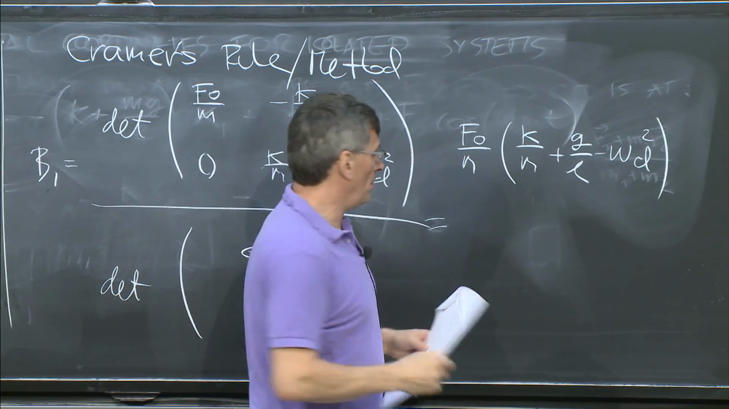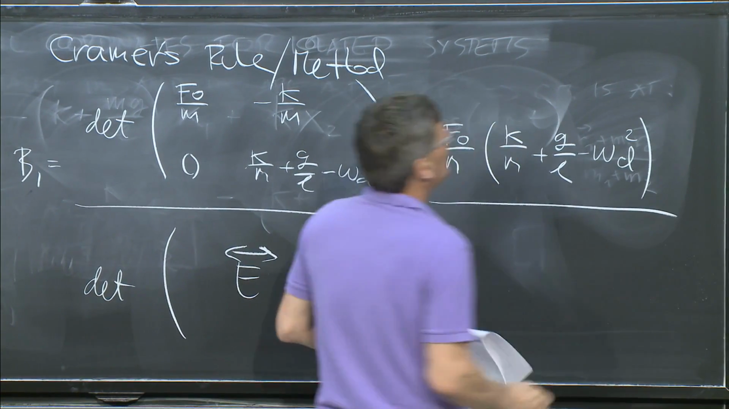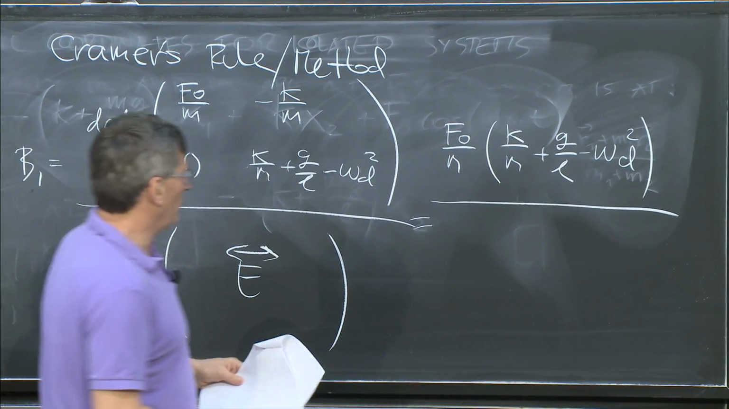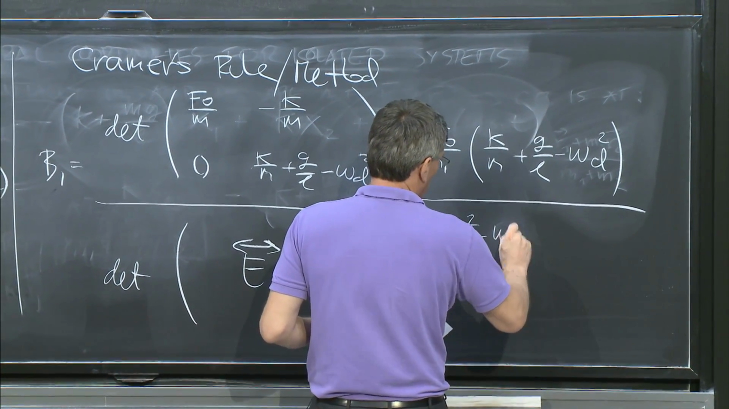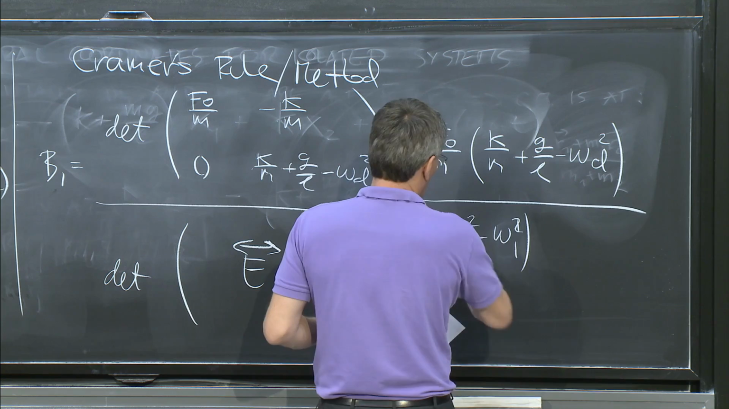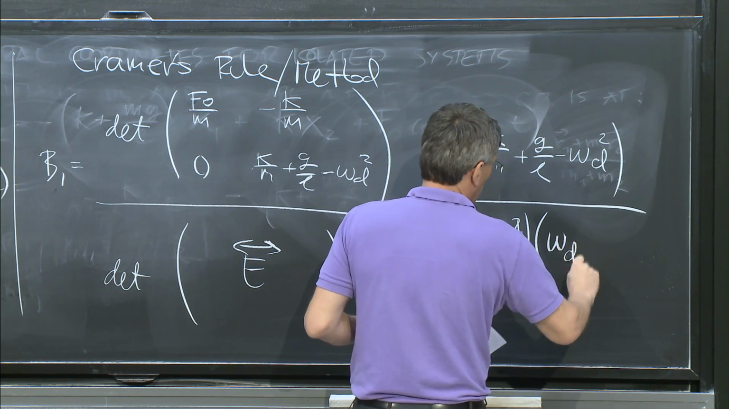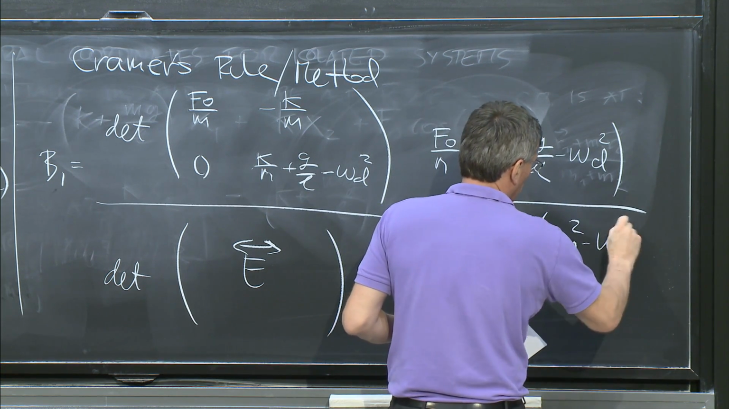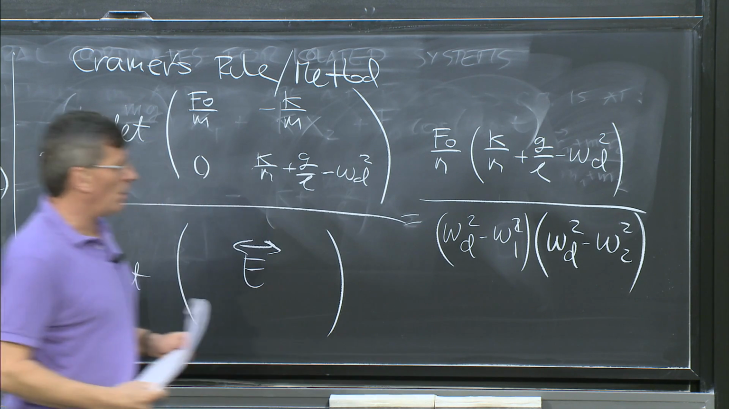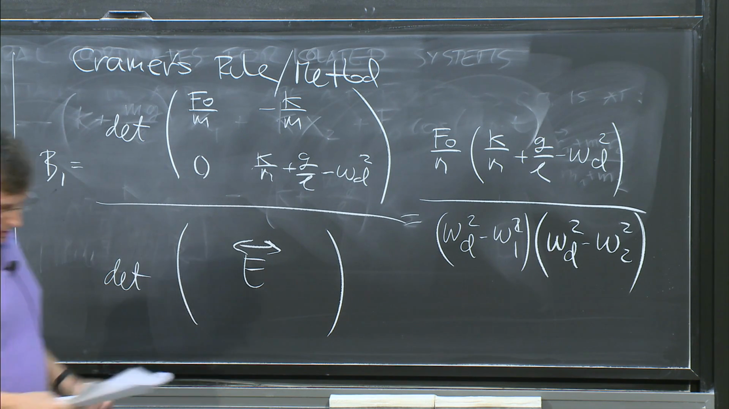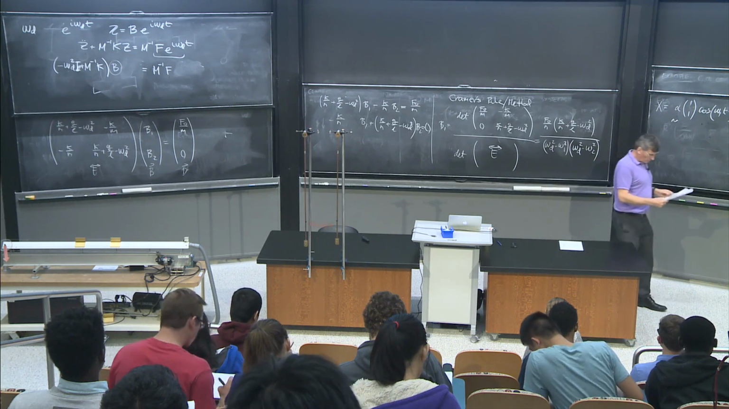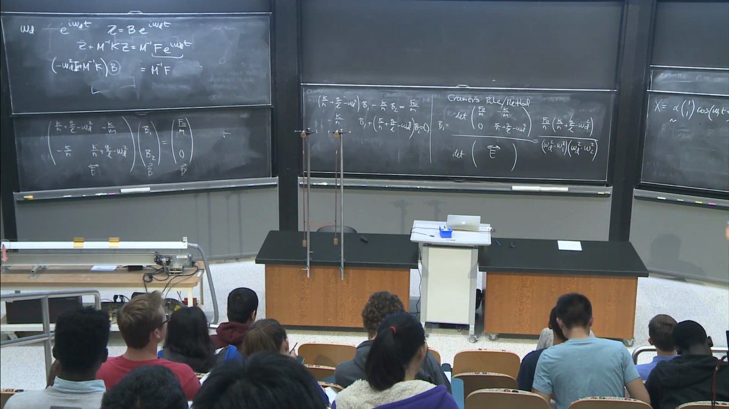Remember, this is a given number. Divided by, and here comes this nice compact form for the determinant, which is omega D squared minus omega 1 squared times omega D squared minus omega 2 squared, where omega 1 and omega 2 were the normal mode frequencies. Yes?